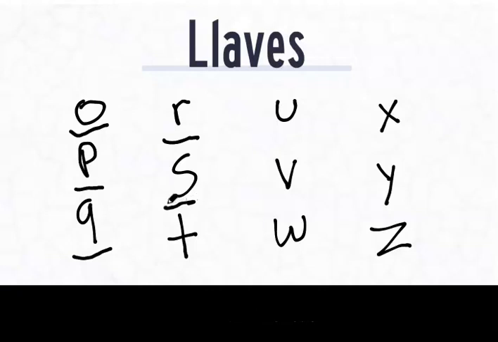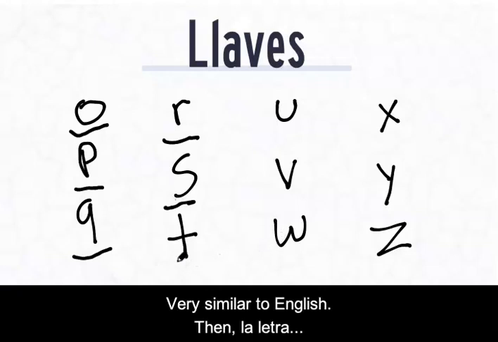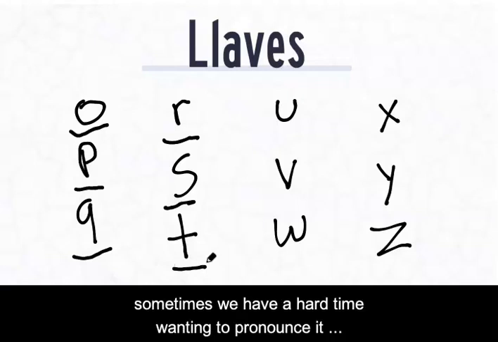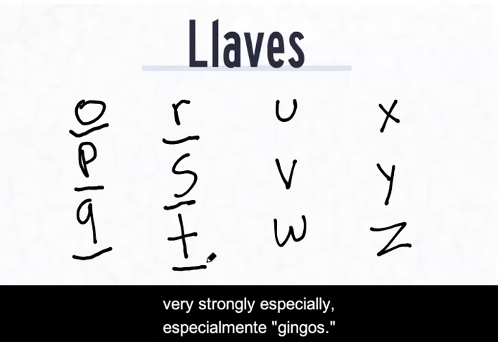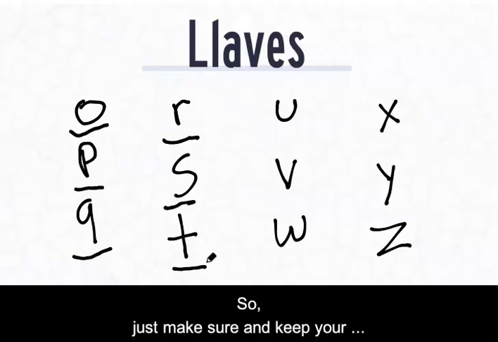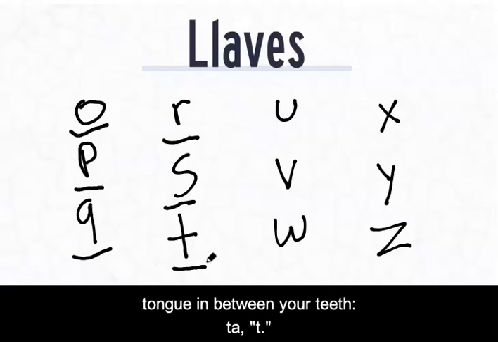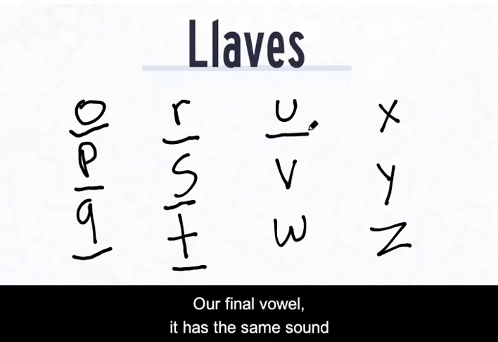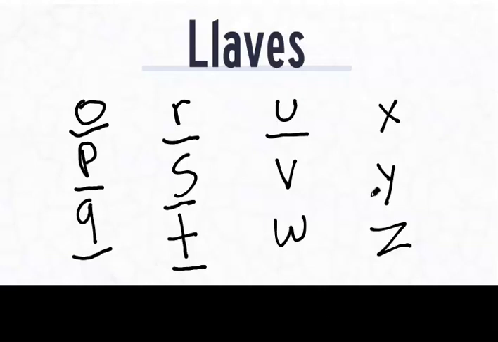Okay, then comes la letra S. Okay, S. It has the S sound. It's very similar to English. Then la letra T. Okay, the letra T, sometimes we have a hard time wanting to pronounce it very strongly, especialmente gringos. So just make sure and keep your tongue in between your teeth. Ta, te, tu. Okay? Then comes la letra U, our final vowel. It has the same sound, U.